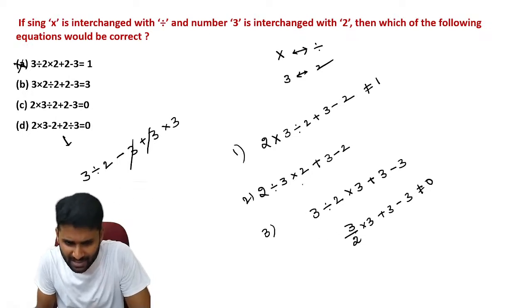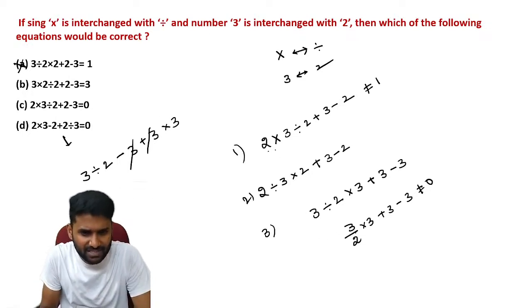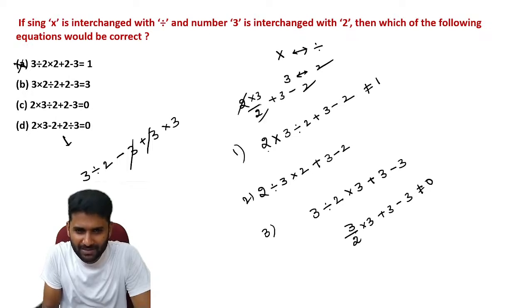Yes, let me check with the first one again. We are changing to 2 into 3 divided by 2 plus 3 minus 2. The 2s cancel. 3 plus 3 is 6. 6 minus 2 is equal to 1. Okay, 1 is not wrong. So 2 divided by 3 multiplied by 2 plus 3 minus 2 is equal to 3. 2 divided by 3 into 2. So definitely 2 is also a wrong one.